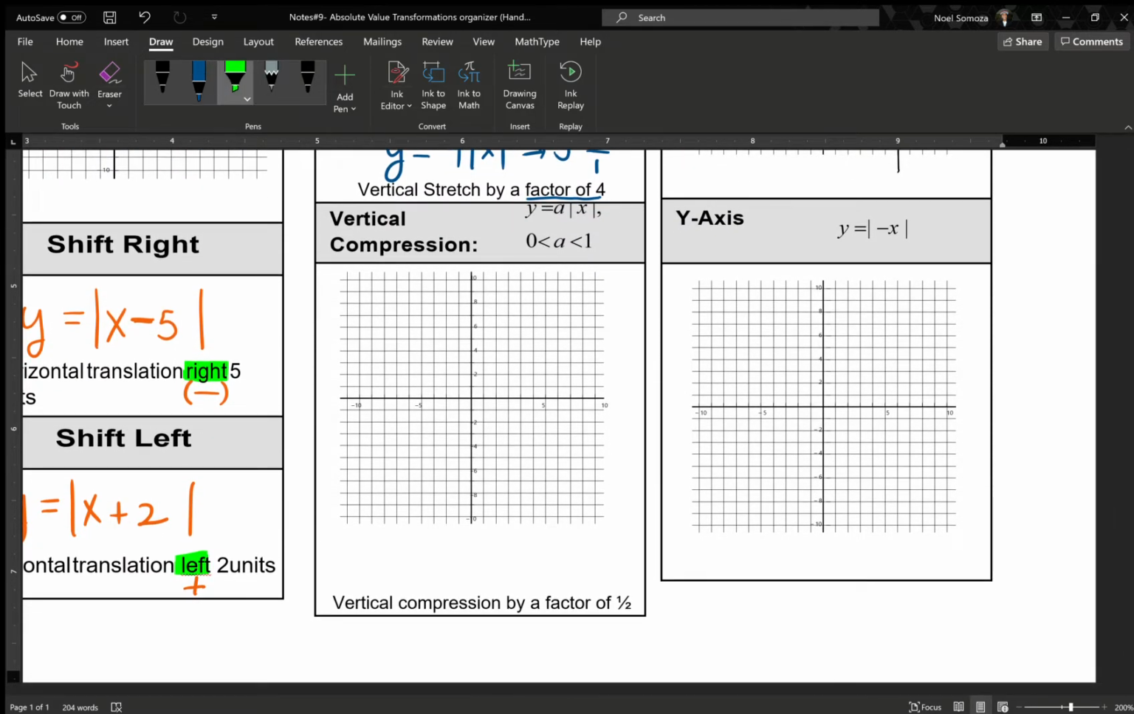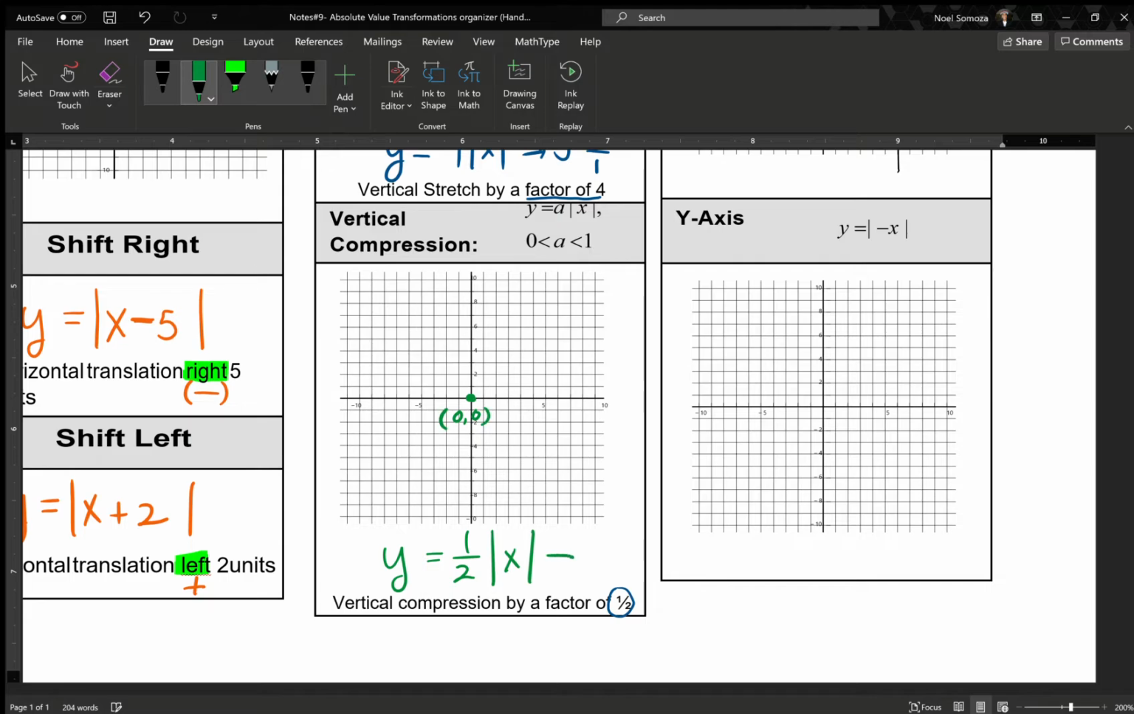The vertical compression is the opposite of a stretch. Instead of making it more narrow, it makes it more wide. So for example, in this case, we're looking for a vertical compression by a factor of 1/2. So if I want to write that equation, pretty simple, I can say y equals 1/2 times absolute value of x. Because we didn't shift it left or right, I still have the vertex at 0, 0.